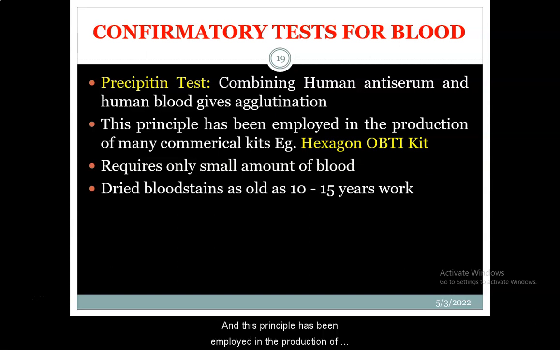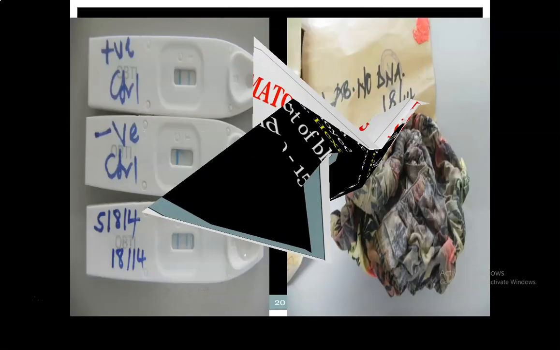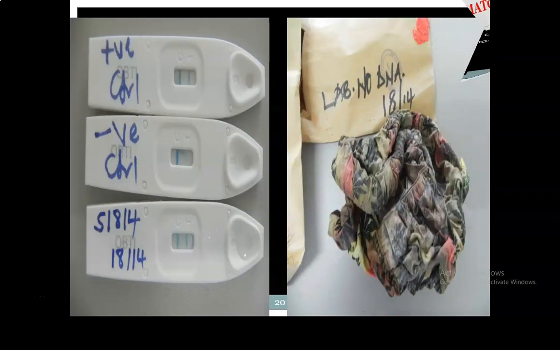And this principle has been employed in the production of commercial kits. Example is the hexagon OBTI kit. This test requires only small amount of blood, and you can work with dry blood stain as old as 10 to 15 years. So this is the hexagon OBTI kit.